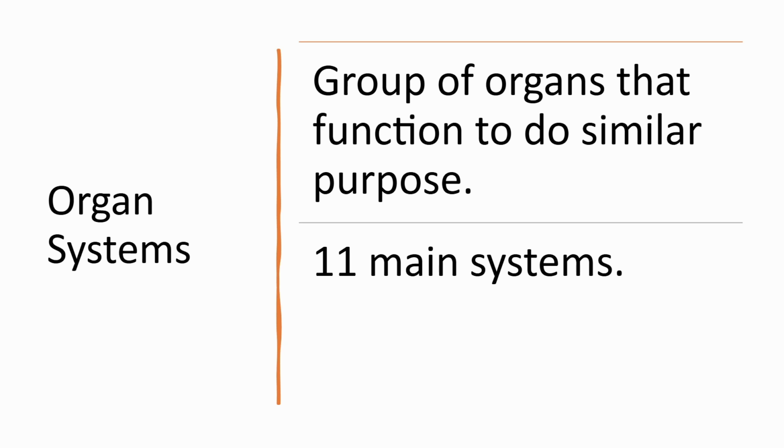Then we have organ systems. This is a group of organs that function to do a similar purpose. So now remember me saying that there was a pattern. Tissues are a group of cells, organs are a group of tissues, and organ systems are a group of organs. So obviously, if we go to the level after this, you know what to expect.